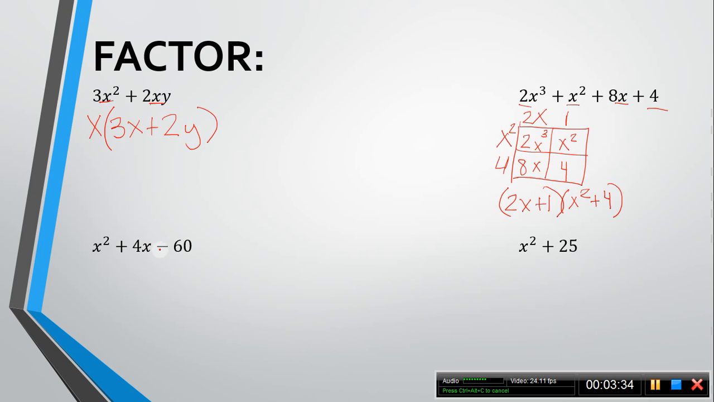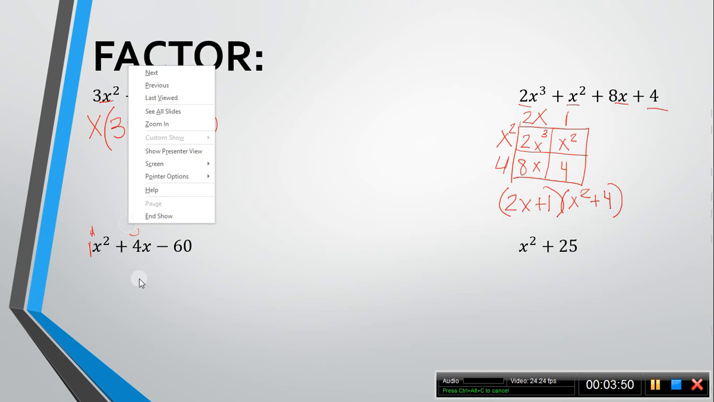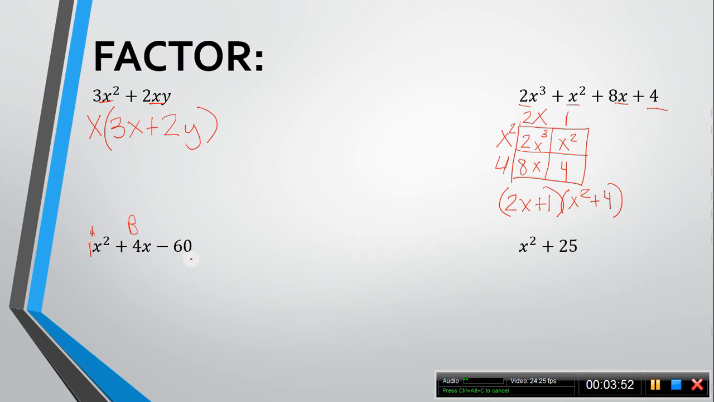Now, this one, this is a trinomial. I have 3 terms. So I'm going to use the AC method. So if you remember, A is the first letter, or first number. B is the one with the x. And C is the one without an x. So I'm going to take A times C. So 1 times negative 60, which is going to give me negative 60. Now I need to write all the factors of negative 60.